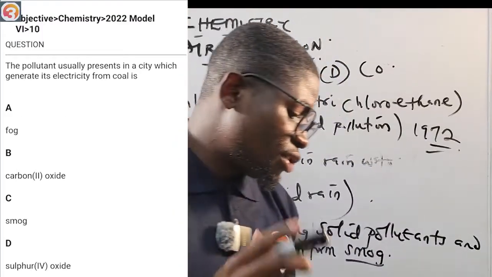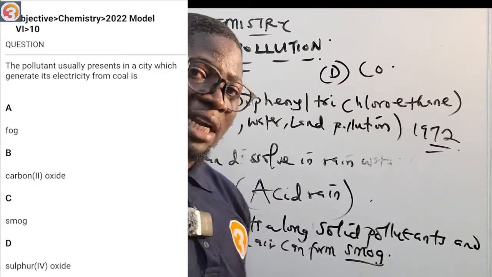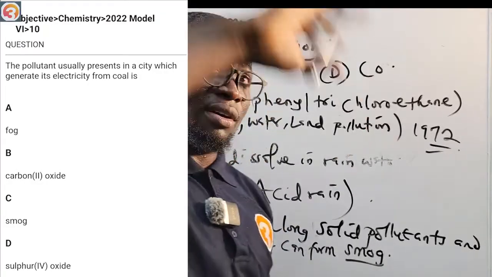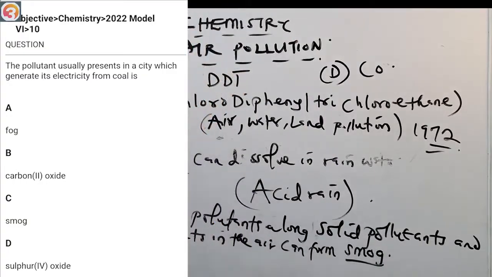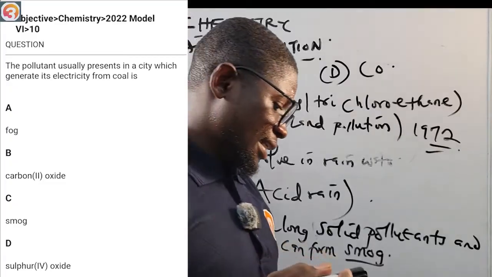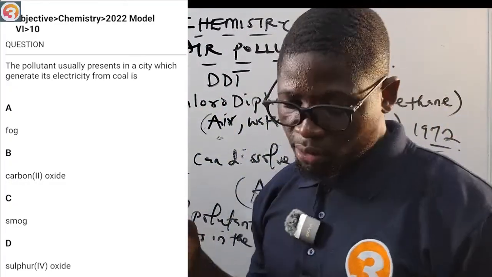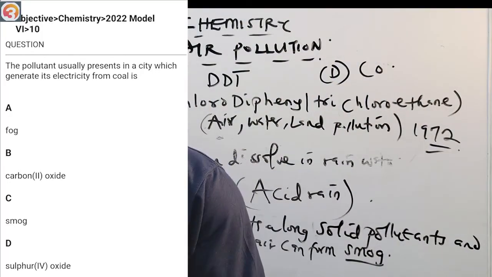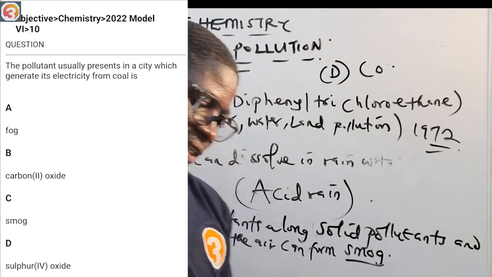Now let's see 2022 question 10. They say the pollutant usually present in a city which generates its electricity from coal. Like I told you, in an industrial place, if you look up, you see some whitish substances. Those are called smog. So the pollutant usually present in a city which generates its electricity from coal is A, fog, B, carbon monoxide, C, smog, D, sulfur oxide. The correct answer there is smog.